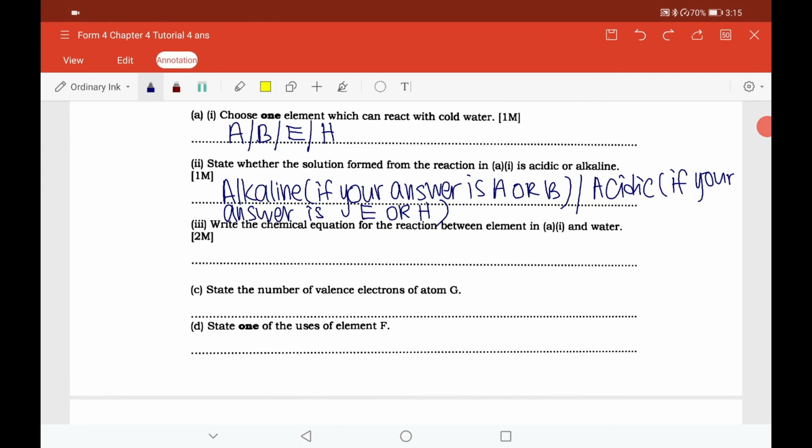Let's say I write one for the acid and one for the alkali. Let's say I choose the A. When the A reacts with the water, you form AOH and H2. Then I give one more answer for the alkaline. You see, this one also can be B.